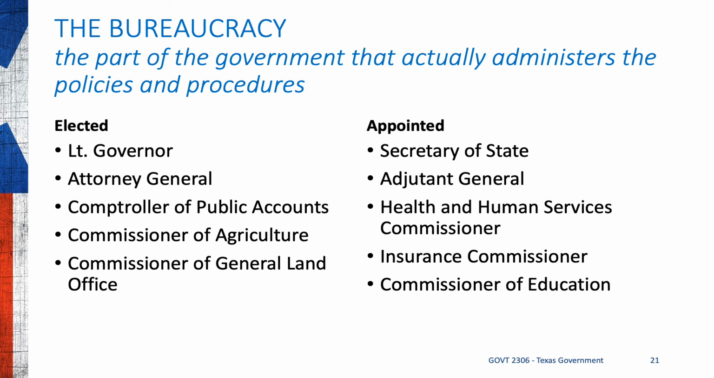So there is the elected bureaucracy, the lieutenant governor, the attorney general, comptroller of public accounts, commissioner of agriculture, commissioner of the general land office, and then there are the appointed bureaucrats. So the secretary of state, the adjutant general, which is the person who's in charge of the Texas National Guard and the Texas State Guard, the health and human services commissioner, insurance commissioner, and the commissioner of education in Texas.